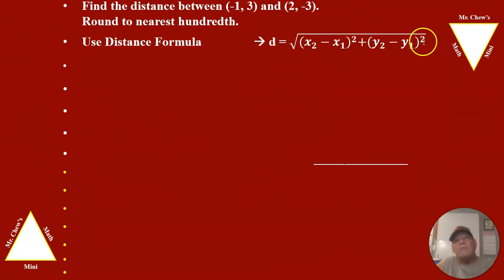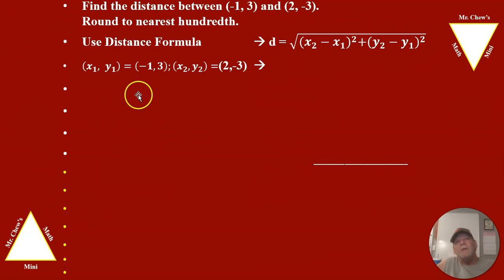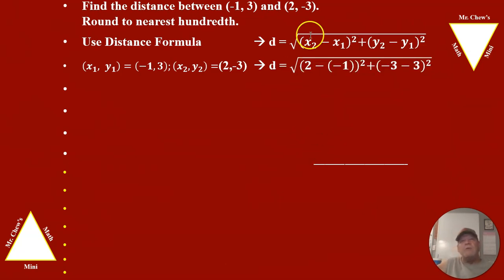And there's the distance formula. D equals the square root of the quantity x2 minus x1 squared plus the quantity y2 minus y1 squared. So I set the first point x1, y1 as (-1, 3), and the second point x2, y2 is (2, -3), and I substitute those values in the formula.